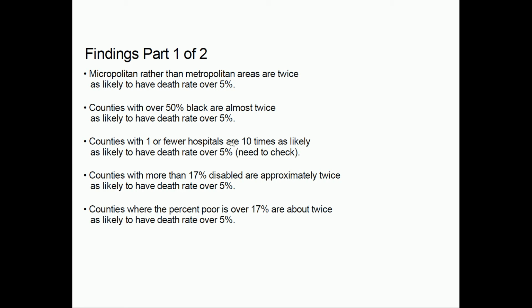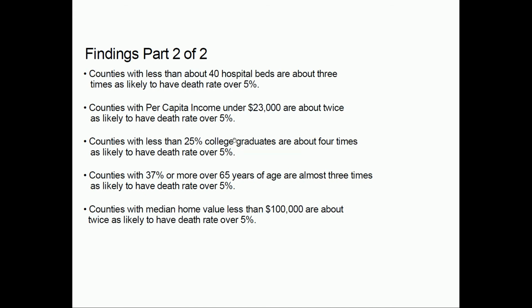Counties with more than 17% disabled are twice as likely. Counties with percent poor over 17% are twice as likely. Less than 40 beds, and it's 3 times as likely. Here's another one coming in. We have this healthcare component, which needs more analysis. You know, poor counties are twice as likely.